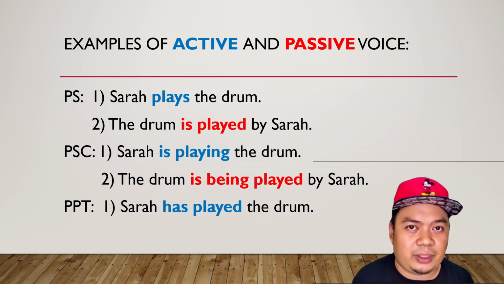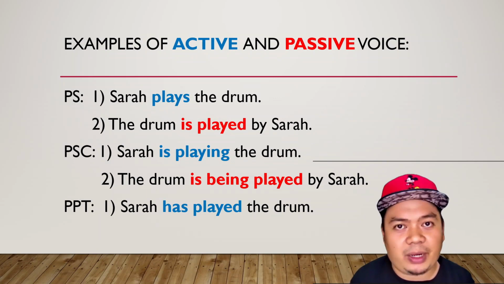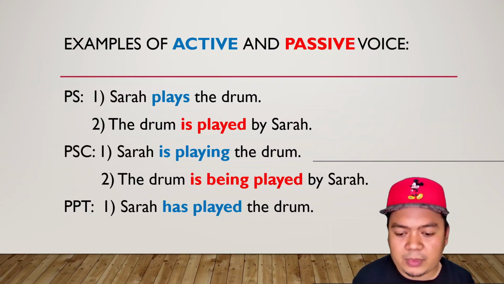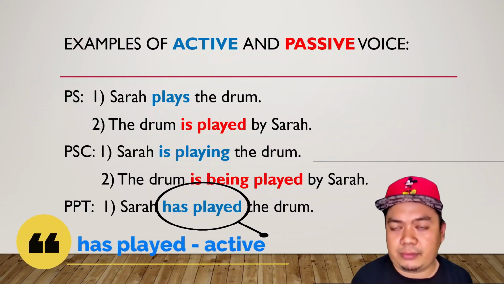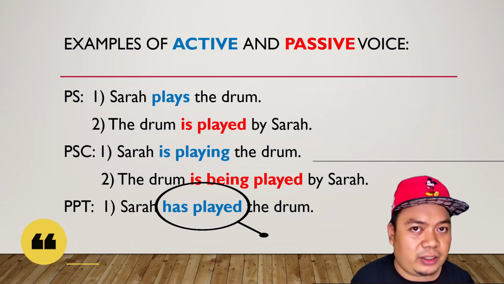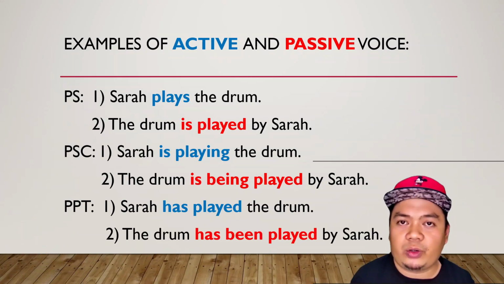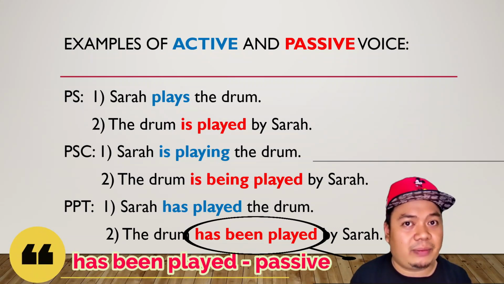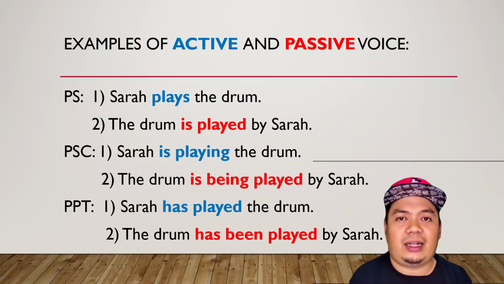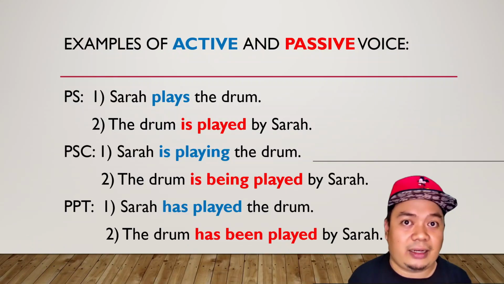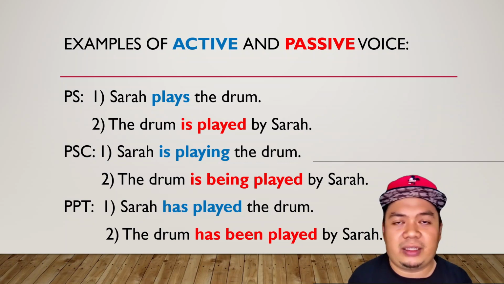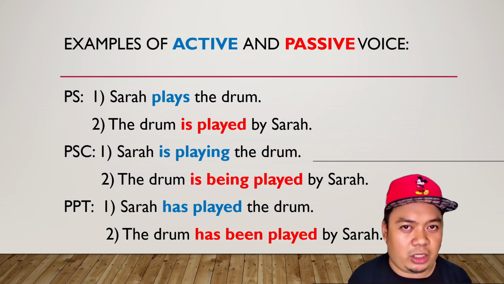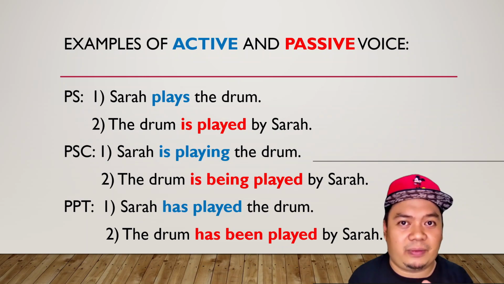Let's look at the next example, the sentence which is written in present perfect tense. Sarah has played the drum. This is an active voice. What about its passive? The drum has been played by Sarah. So if you look here, we have some changes. And these are the things that a lot of students do not understand. When they try to change active voice to passive voice, certain things should be changed, especially the verb that we use. The verb should be changed into its passive verb.